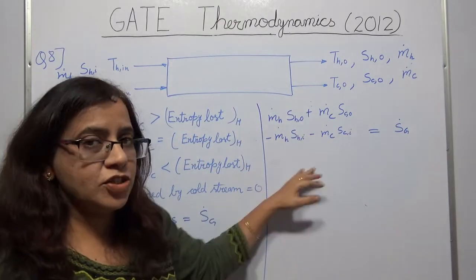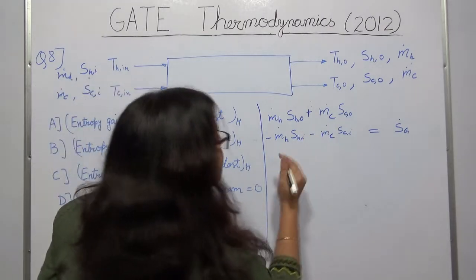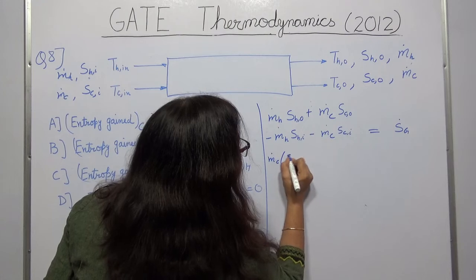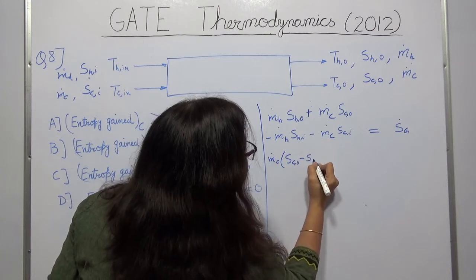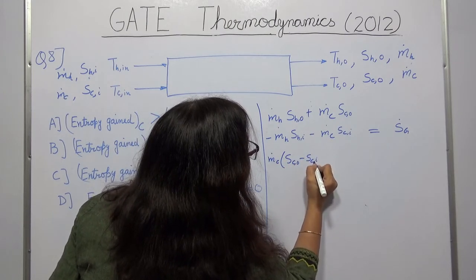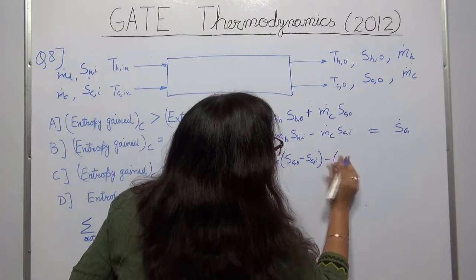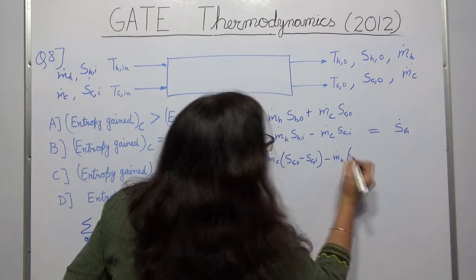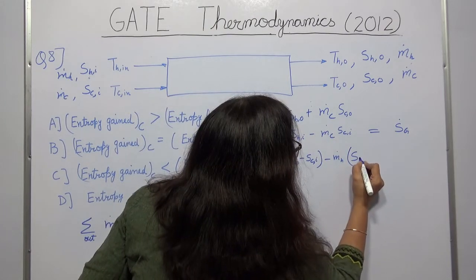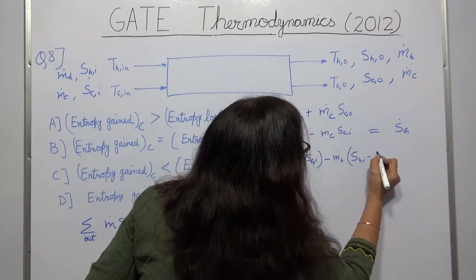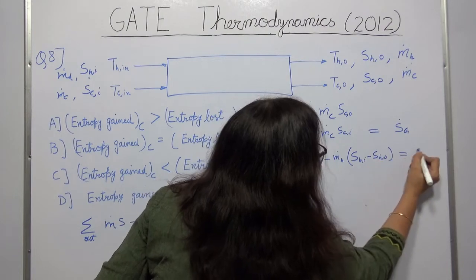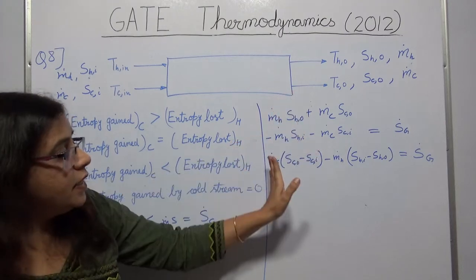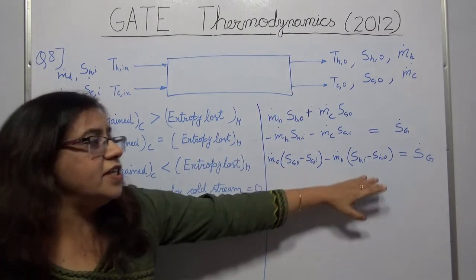Now let's rearrange these terms. I will take m dot c common outside, and then I will write S_CO minus S_CI, minus, let's take out m dot h common outside, and then write down S_HI minus S_HO. That is equal to your entropy generation. I have just rearranged these terms, taken out the mass flow rates, and then rearranged these equations.